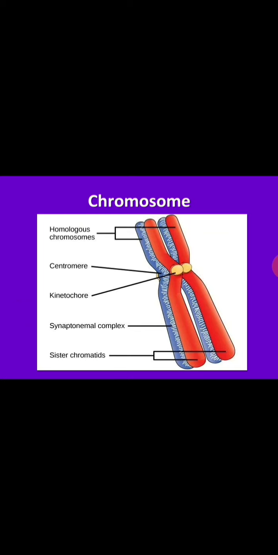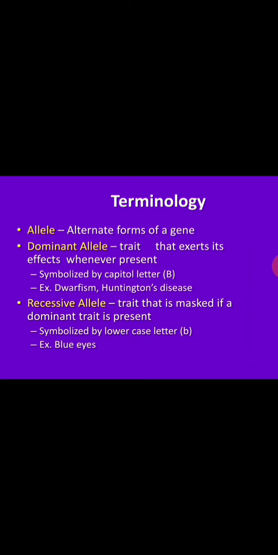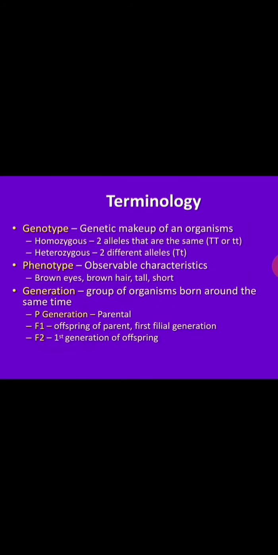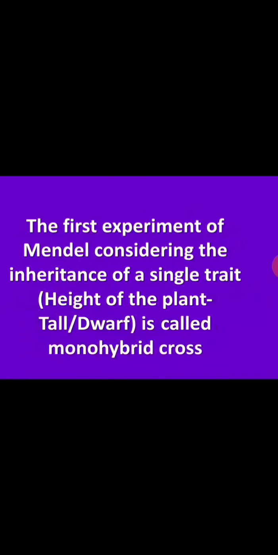The expressible part of a DNA is called a gene. An alternate form of a gene is called an allele. A dominant allele exerts its effects whenever present, while the recessive allele exerts its effect in the absence of the dominant allele. Genotype is the genetic makeup of an organism, while the phenotype is the physical appearance or observable characteristics. There are three different generations: the parental generation, F1, the offspring of the parent, and F2, the generation of the offsprings of F1.